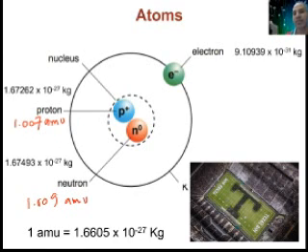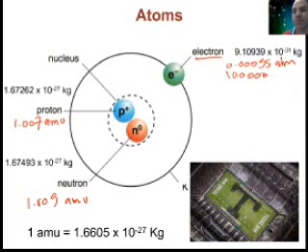In comparison, an electron is experimentally measured to have that mass right here, which is significantly smaller. If you express it in AMU, it's going to be 0.00055 AMU, which means an electron is more or less 1,800 times smaller than a proton.